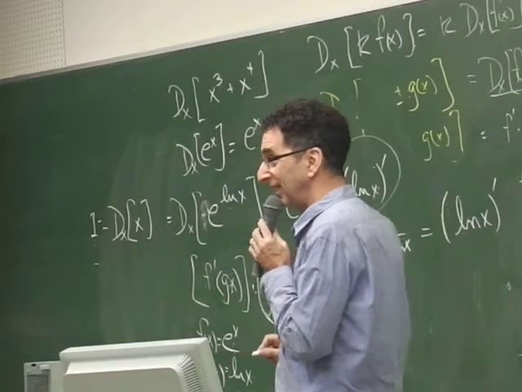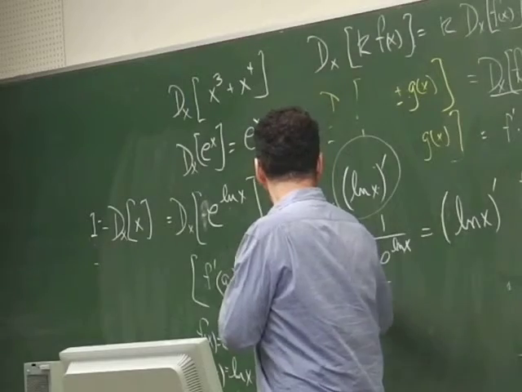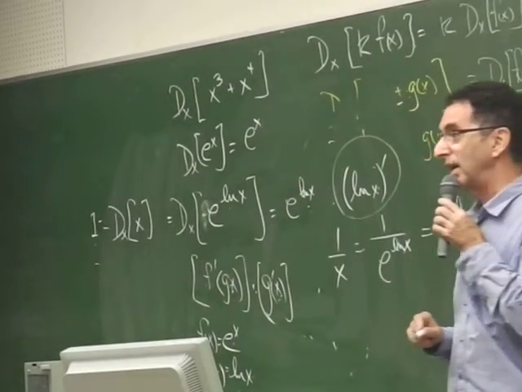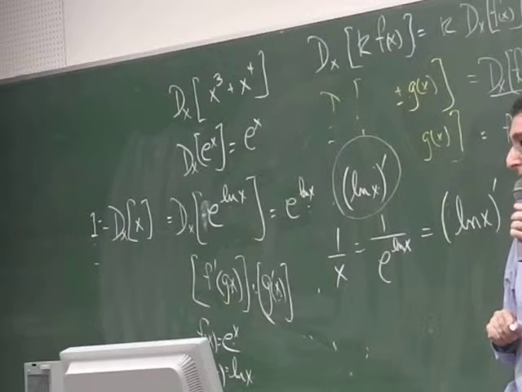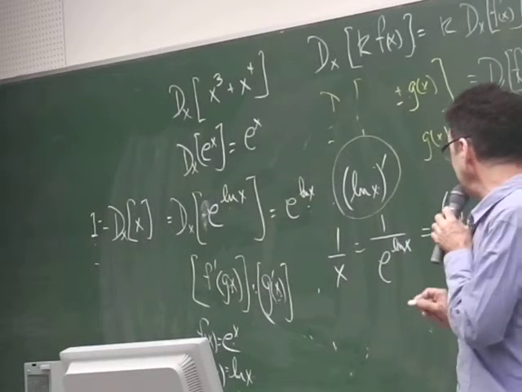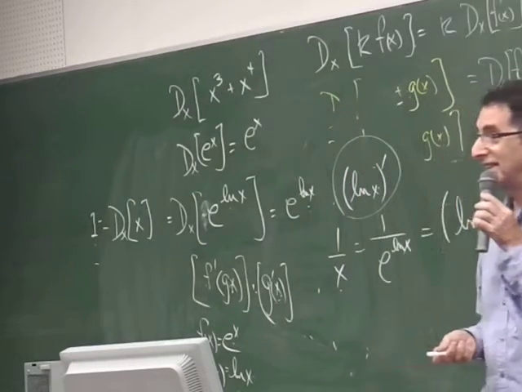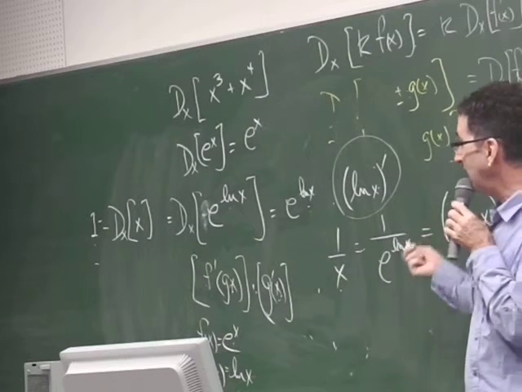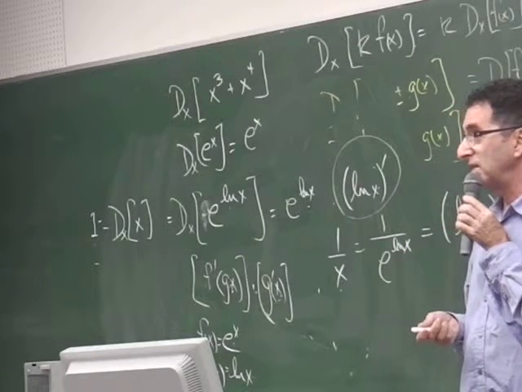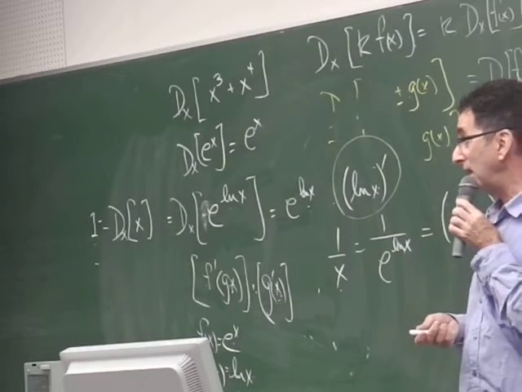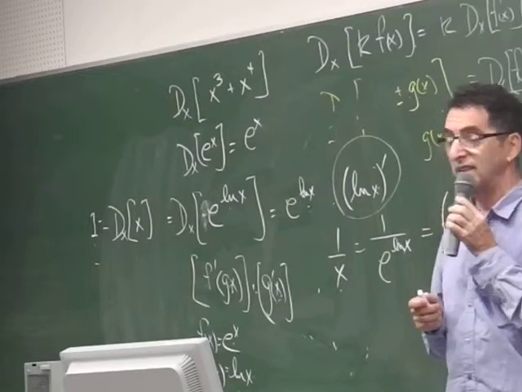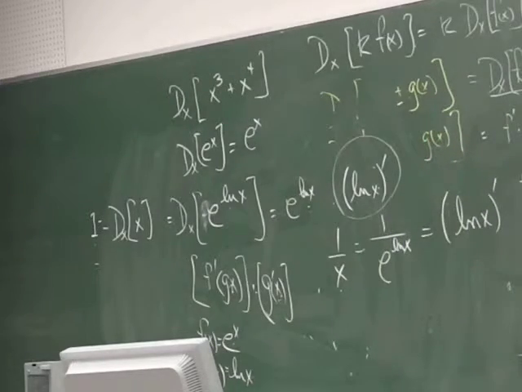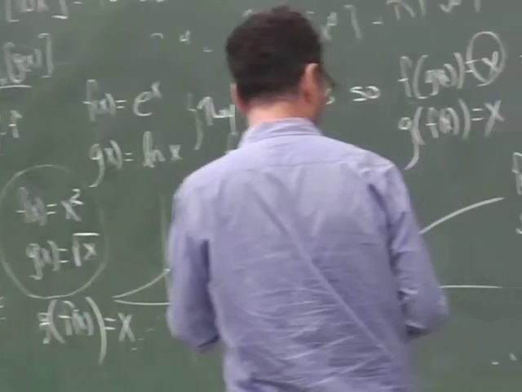Just x. So finally, the derivative of ln of x is what? 1 over x. So that was the answer. I knew it was that, but I was pretending I didn't know. But you can see how you can prove it. If you know the derivative of e to the x, that implies that the derivative of ln of x has to be 1 over x.